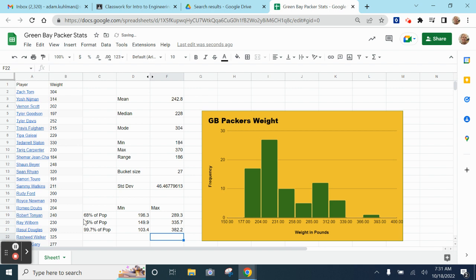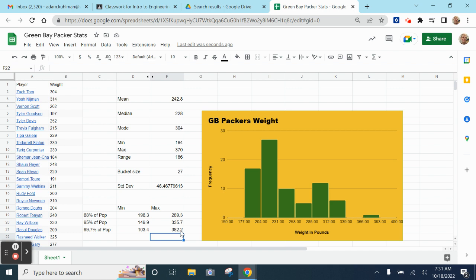And there we've applied the empirical rule. So based on the data that I've collected on the Green Bay Packers, I could project that 997 out of 1,000 NFL players are going to weigh between 103.4 and 382.2 pounds. All right, there might be three outliers that fall outside of that range, but that's where the majority should be.